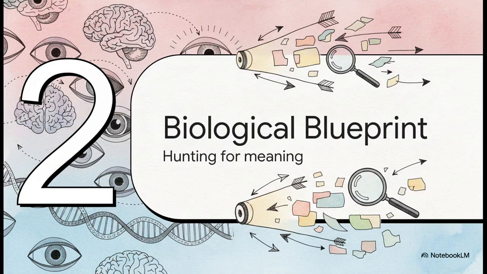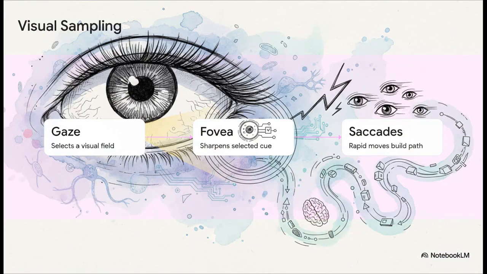Moving on to Section 2, the human biological blueprint. To really understand this blueprint, we have to look closely at how this directed attention actually commands our physical sight. We aren't just standing there letting light blindly hit our retinas. We are actively hunting for information. First, our gaze selects a general field. Then the fovea, which is the supersensitive center of our eye, sharpens that specific selected cue, giving it ultimate high-resolution priority. Finally, we have saccades. These are those rapid, jerky eye movements that continuously jump from cue to cue. Your brain is not a passive video camera. It's an active, relentless hunter building a dynamic path through the visual world.